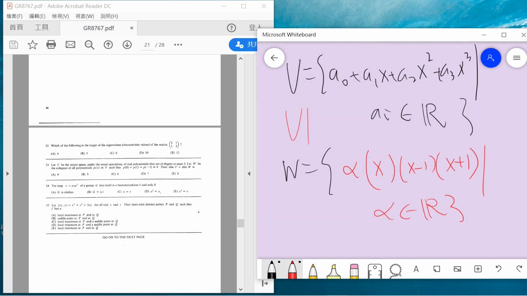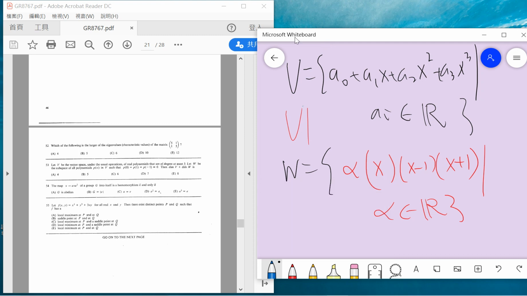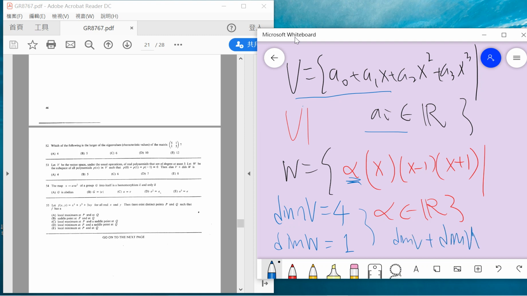Okay, so it asks about the dimension of V plus W. Basically, the dimension of V is equal to 4 because it has 4 real coefficients. Any polynomial in V can be expressed as a linear combination of 1, x, x squared, and x cubed. So dimension V is 4, dimension W is 1 because there is 1 parameter alpha. So dimension V plus dimension W is 5. So the answer is B.